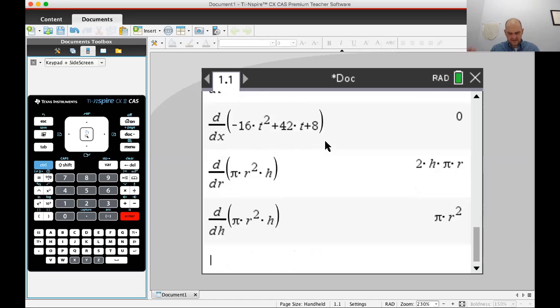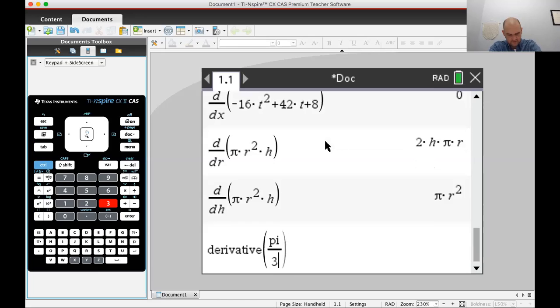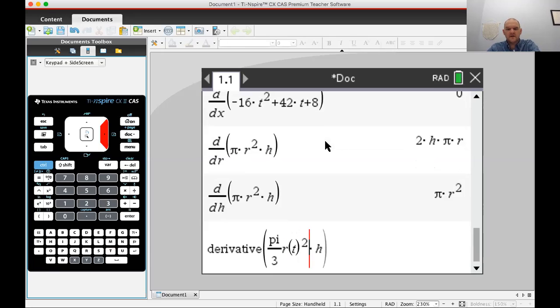I don't think there's a way that I can tease the next answer out of here. Well, maybe. Let me try this, it may not work. Pi over 3 r squared times h. Instead of r squared, I want to do r of t squared, and instead of h, I want to do h of t. I'm making it a little more explicit that t is the independent variable. Let's find the derivative with respect to t and see what happens.